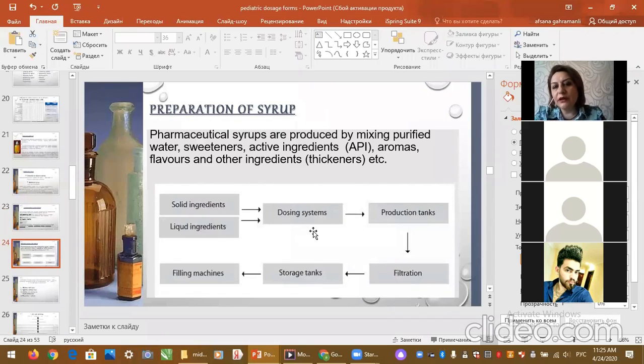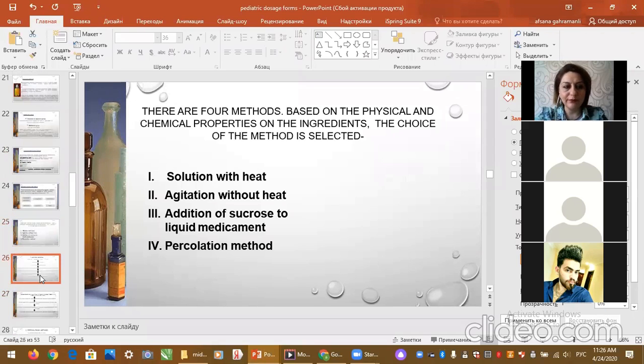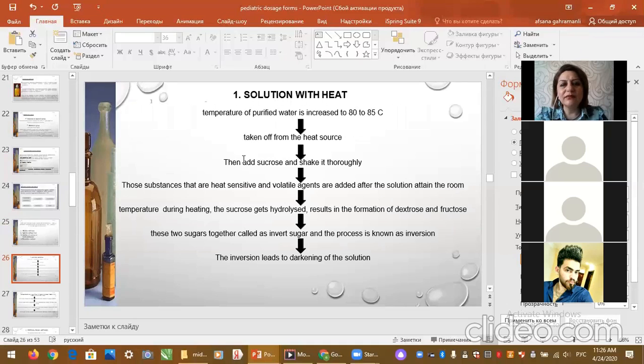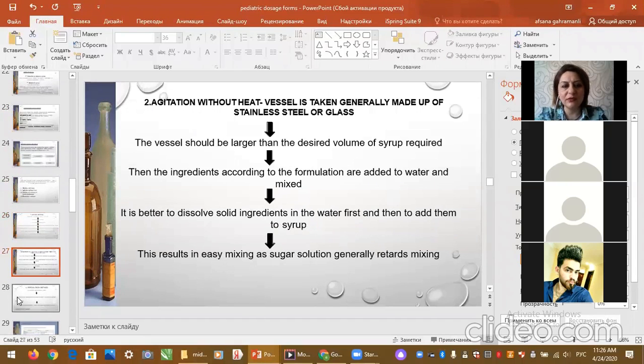Stages of preparation of syrup, I want to quickly remind you: solid ingredients, liquid ingredients, dosing system, production tanks, filtration, storage tanks, and filling machines. There are four methods of adding solid drug substances to the solution: solution with heat, agitation without heat, addition of sucrose to liquid medicament, and percolation method. In this slide, you see the stages of solution with heat, in the next slide, agitation without heat.